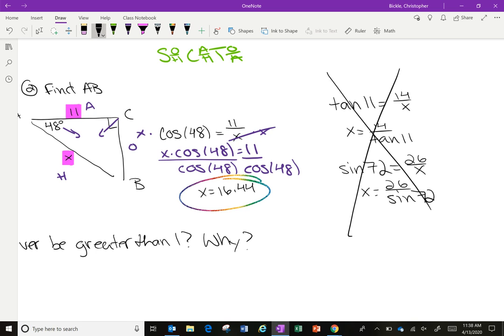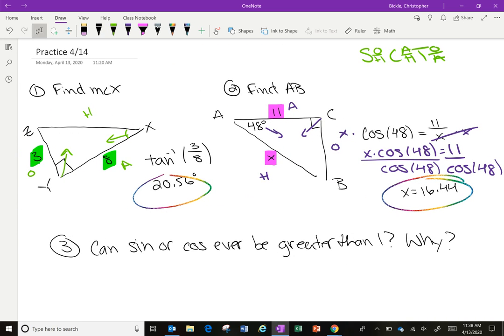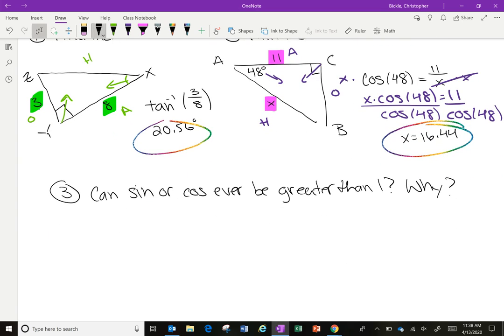Last one, last practice problem. Can sine or cosine ever be greater than 1? The answer is no.